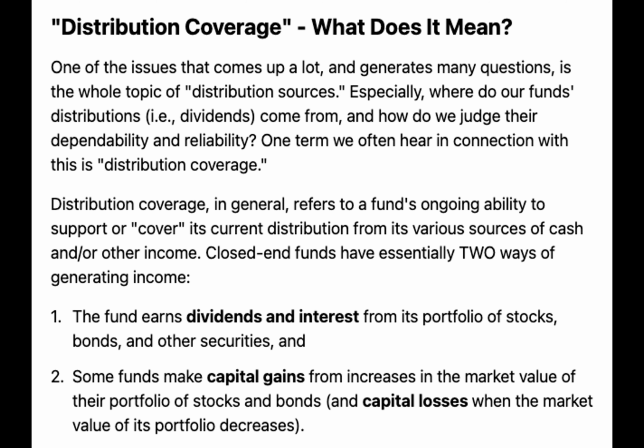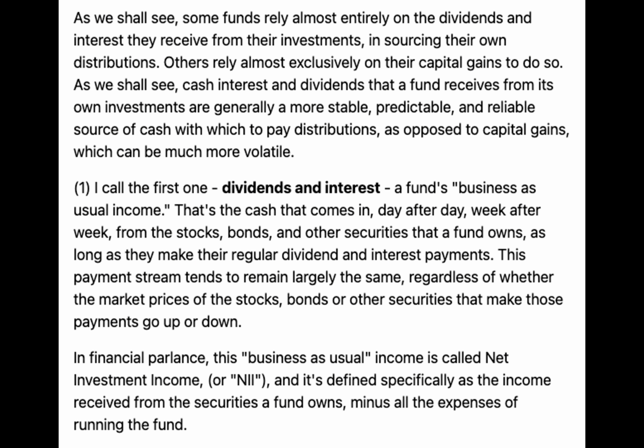Closed-end funds have essentially two ways of generating income. The fund earns dividends and interest from its portfolio of stocks, bonds, and other securities. And some funds make capital gains from increases in the market value of their portfolio of stocks and bonds, and capital losses when the market value of its portfolio decreases. As we shall see, some funds rely almost entirely on the dividends and interest they receive from their investments in sourcing their own distributions. Others rely almost exclusively on their capital gains to do so.